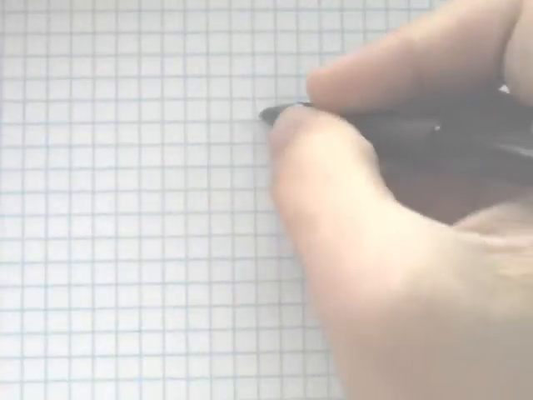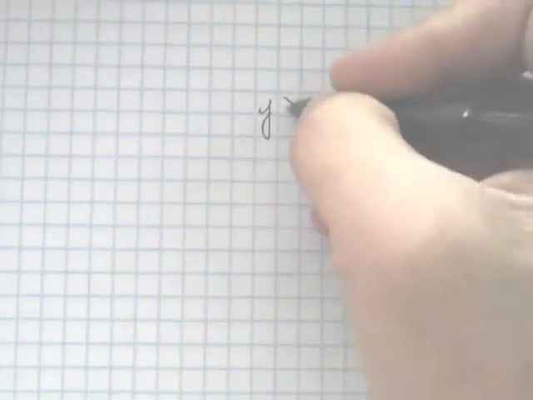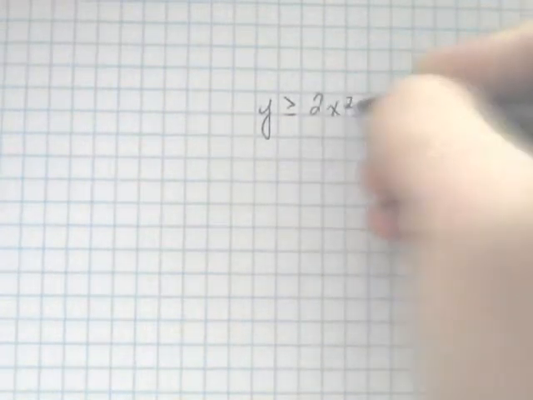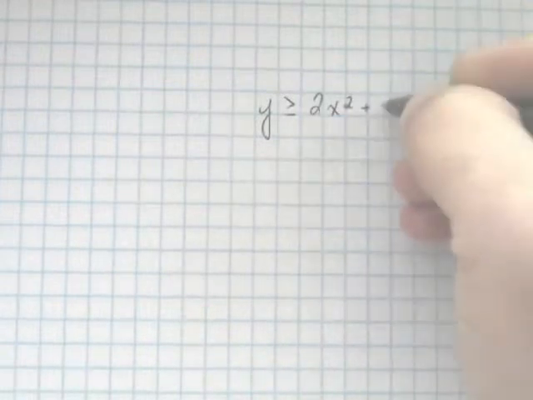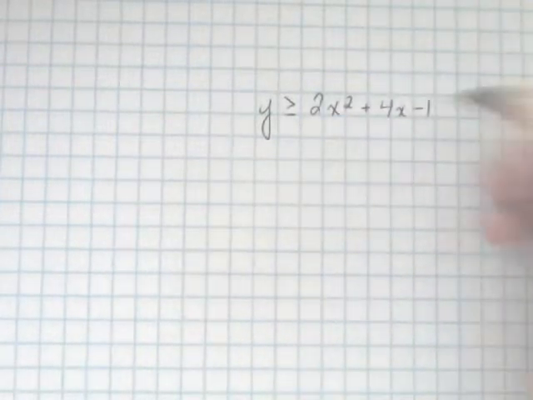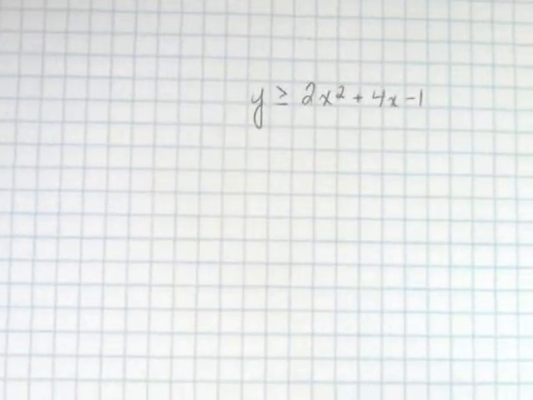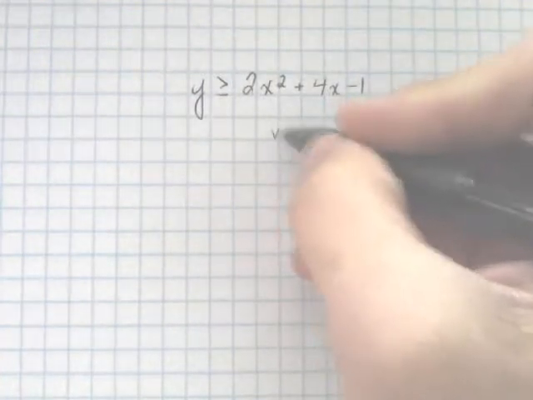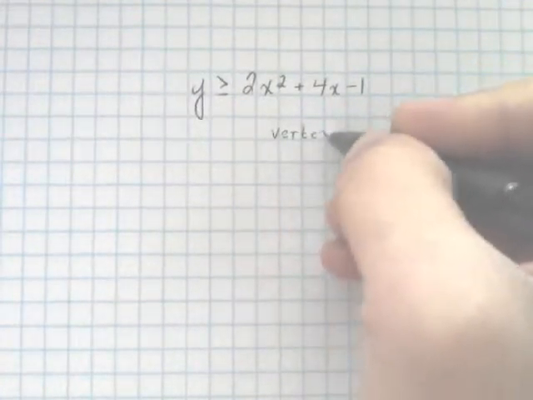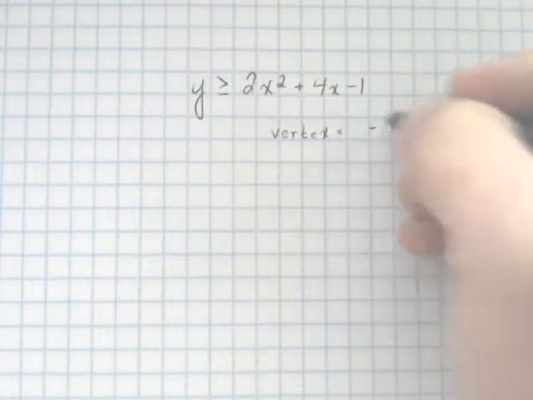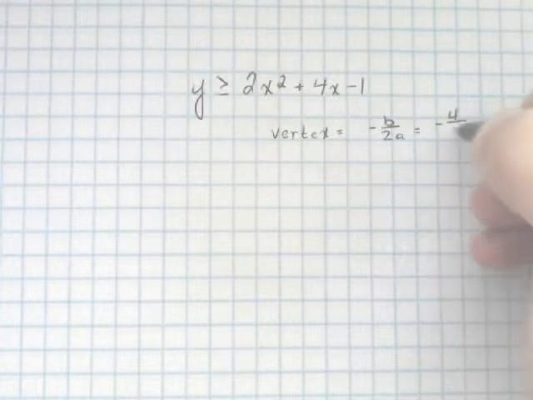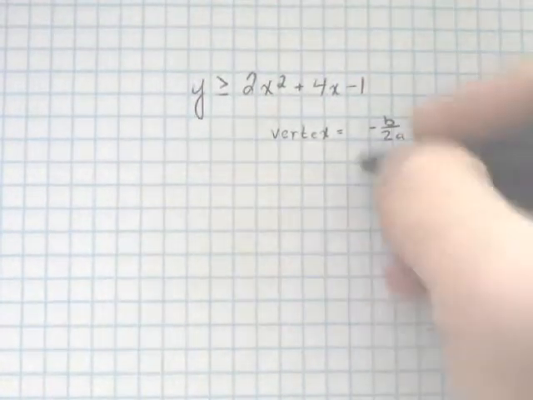Okay, so in this video we're going to solve and graph an inequality in two variables, y is greater than or equal to 2x squared plus 4x minus 1. So what we're going to do is start by graphing it, just like we normally would. So start by finding our vertex. We're going to do negative b over 2a to find the x part of my vertex, which in this case is negative 4 over 4, negative 1.